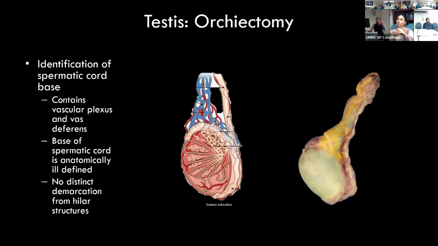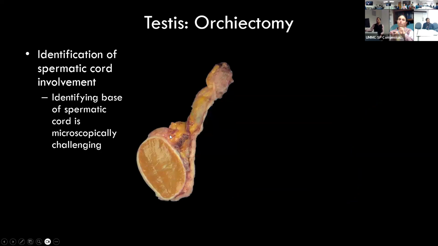So the problem here is trying to decide where does the hilar soft tissue stop and where does the spermatic cord start. In a cut open specimen, you will see why this is a problem more clearly, because this is all hilar soft tissue and this is all spermatic cord. So where is the line? Is it here? Is it here? Or is it up here?